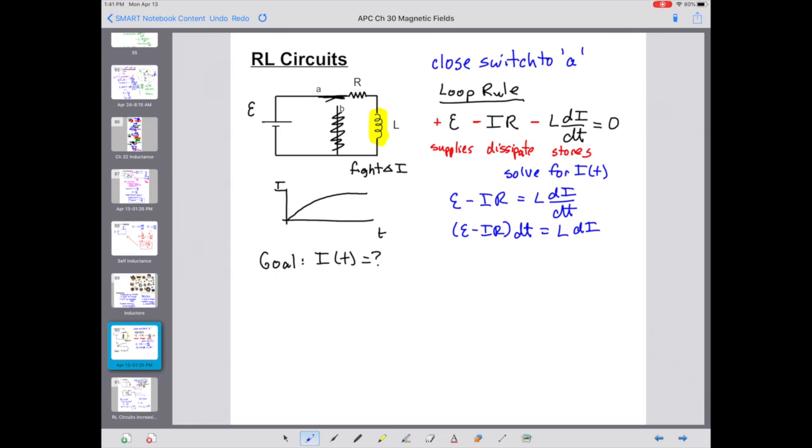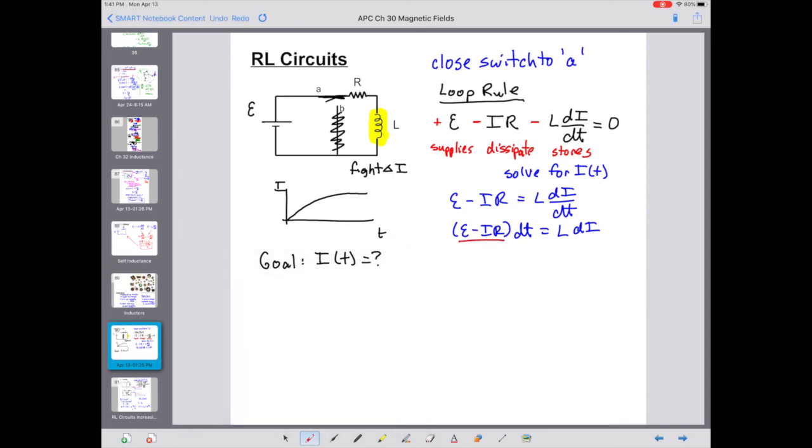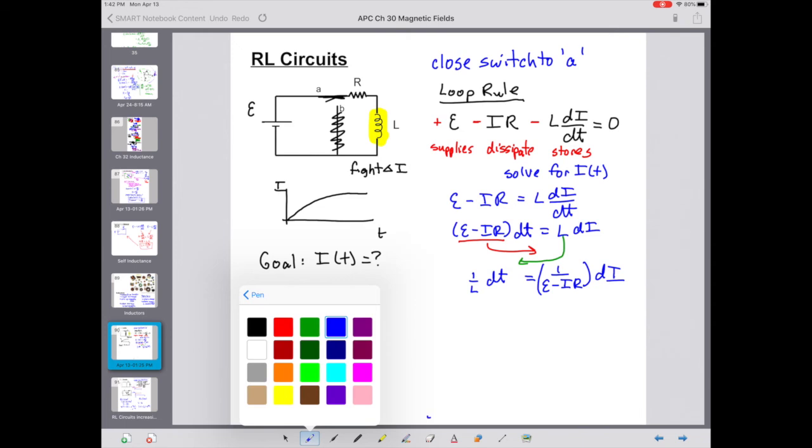And then I'm going to move things onto their appropriate sides. I need this term to go over there because there is an I in it, and I need the I on the other side with the dI. And anything else, I'm going to move over to the other side. So then when all the dust settles, we're going to have 1 over L dt is equal to 1 over (E minus IR) dI. Well, we've got the I's isolated on one side. We are ready to integrate.